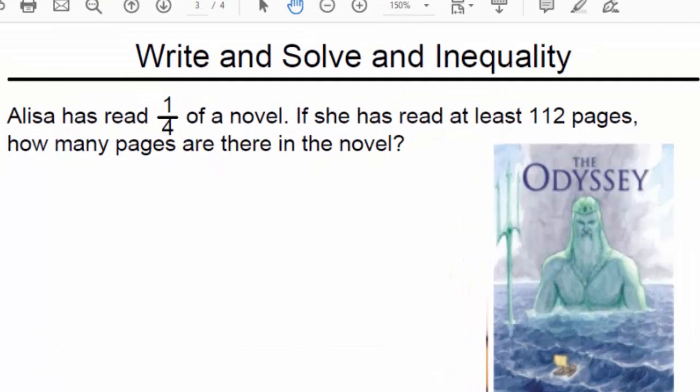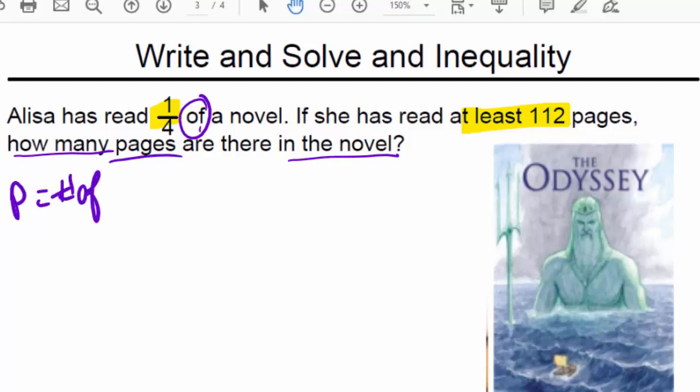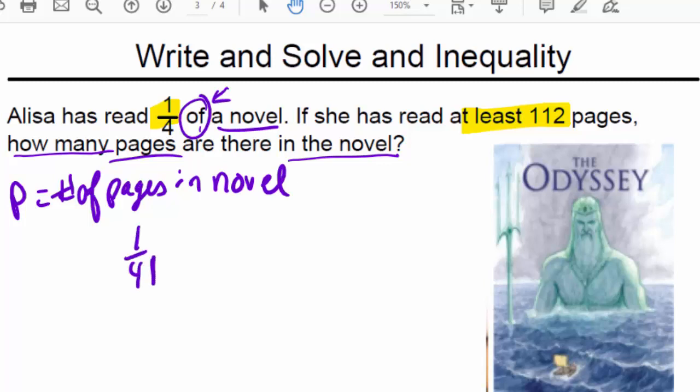Okay, for our next example, we want to write and solve an inequality from a word problem. Alyssa has read 1/4 of a novel. Of, this word right here, of, is an important one, of a novel. If she has read at least 112 pages, how many pages are there in the novel? So the question is, how many pages are in the novel? So I'm going to let a variable p equal the number of pages in the novel. So of means times. So 1/4 of a novel, meaning the pages in a novel. So I have 1/4 of p.